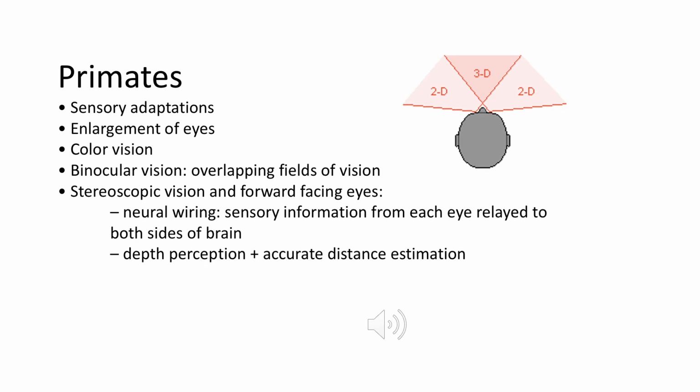So if we're hunting insects or we are hunting, our apes will hunt other smaller mammals. It gives us depth perception, and it also helps us as prey to escape our predators. So that's that stereoscopic vision with those forward-facing eyes, depth perception, and accurate distance estimation. Those are huge. All of our primates are going to have those beautiful forward-facing eyes.